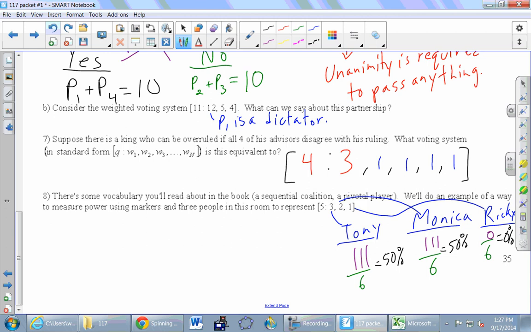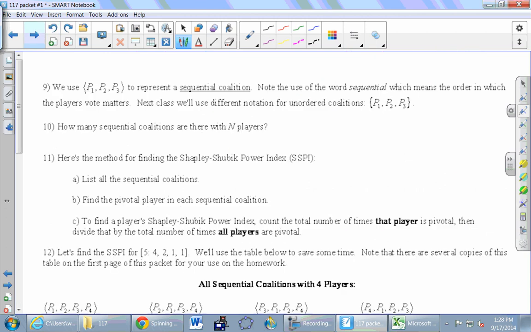And Ricky, with his 1 vote, it could have been 0 votes for all that it mattered, right? He was never the person that tipped the scales. So even though Ricky is technically a part of this system, he has absolutely no power, which isn't what it looks like because he has a vote. Okay, next page. Number 9.